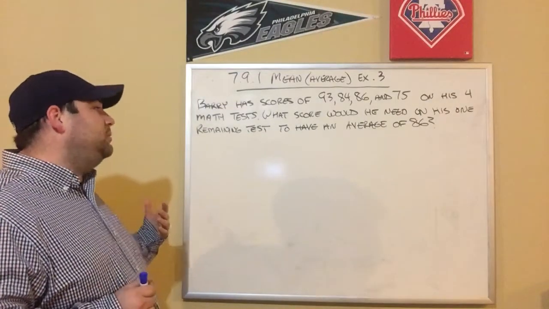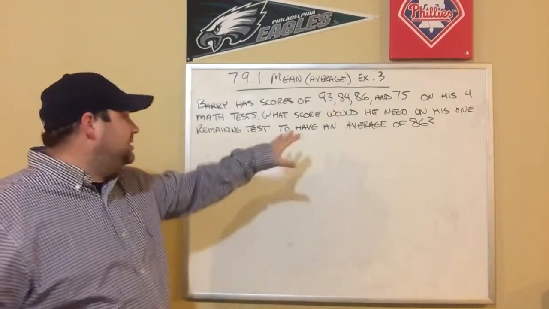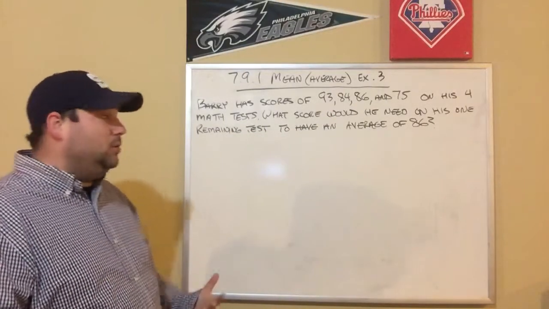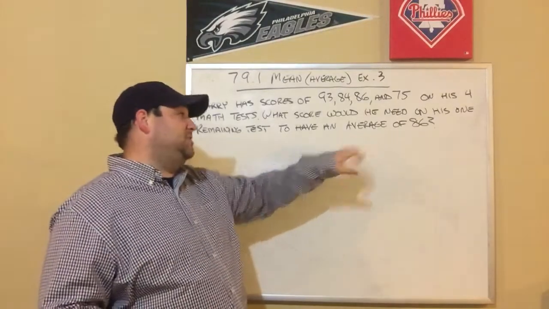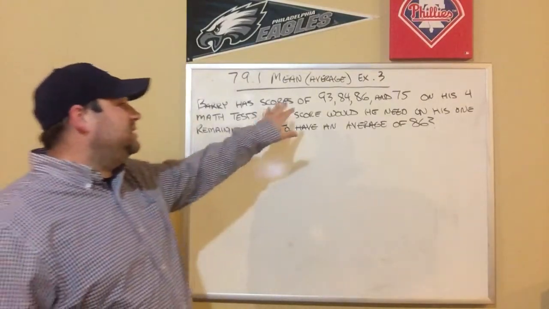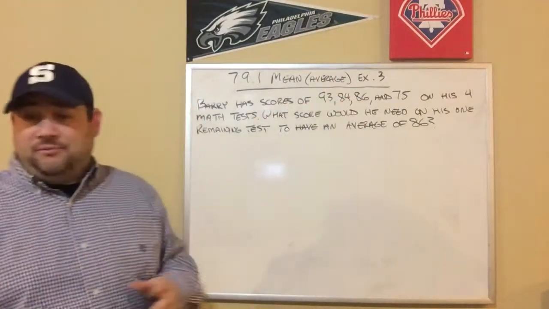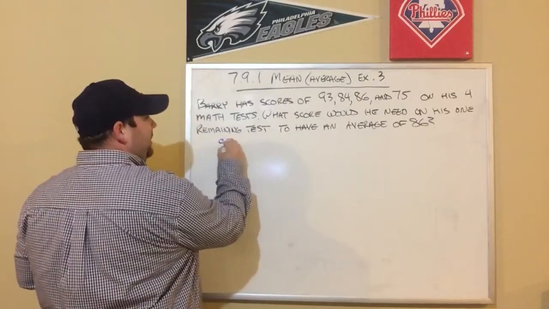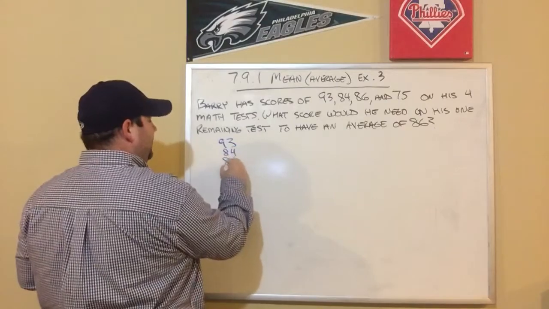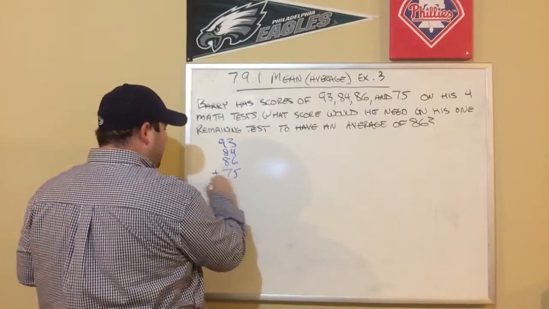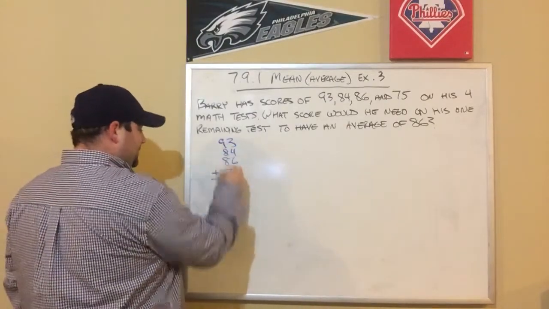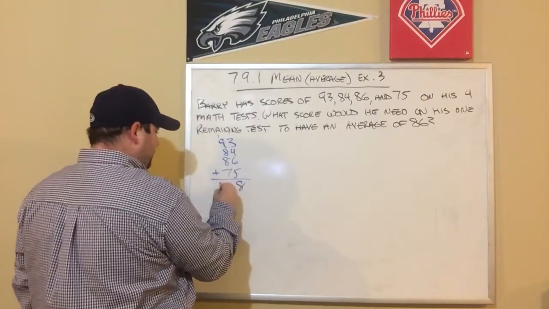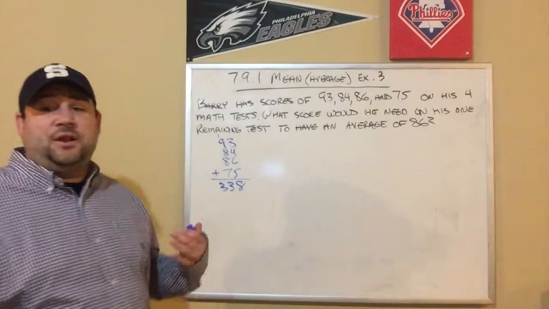So how do we make sure he does that? Because we know he's going to take 1 more remaining test. So there's going to be 5 tests total, and they have to have an average of an 86. So what I'm going to do is take the 4 tests he has, add them up, and figure out what their total is. So the 4 tests are 93, 84, 86, 75. I'm going to add those up. 11, 15, 18, carry my 1, 10, 18, 26, 33. So they add up to 333.